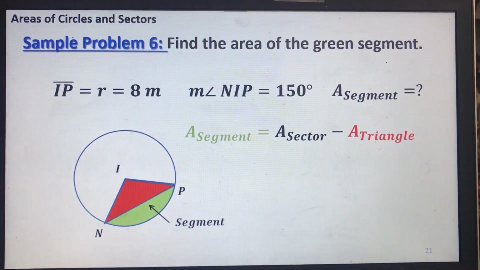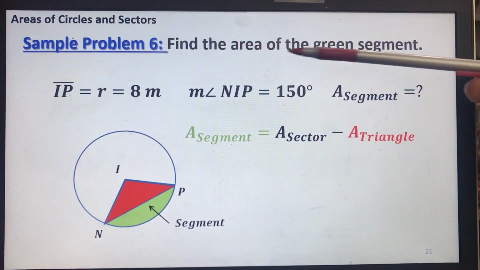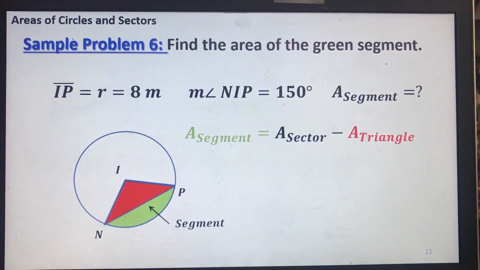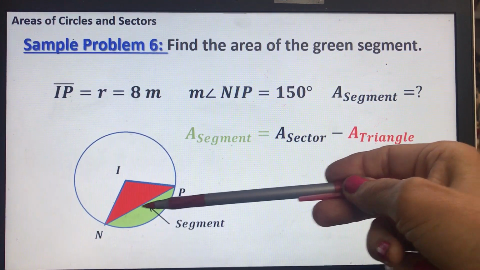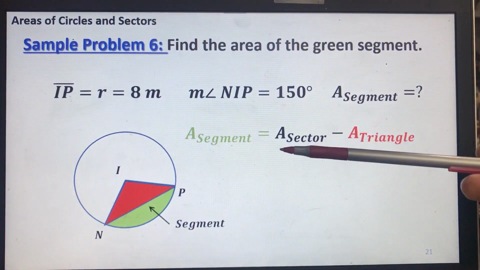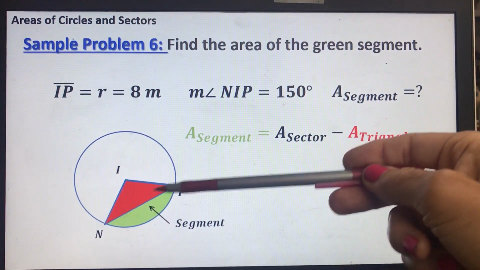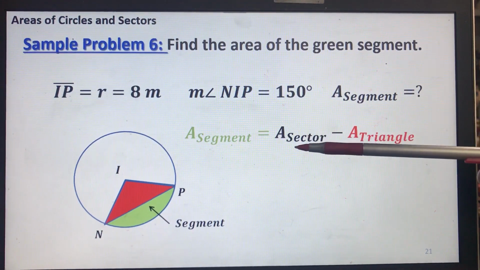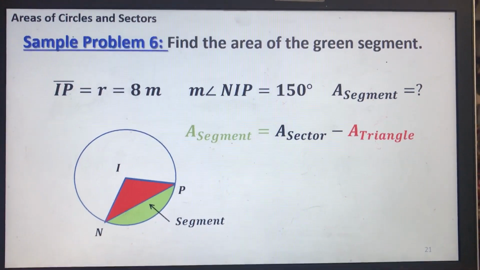So let's go ahead and move on with sample problem number 6. Now, we need to find the area of the green segment, which is this segment. We already know that by definition, the area of the green segment, this piece here, is going to be equal to the area of the sector, which consists of the triangle plus the segment. So it's going to be equal to the area of the sector minus the area of the triangle.